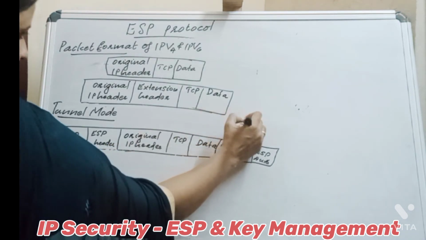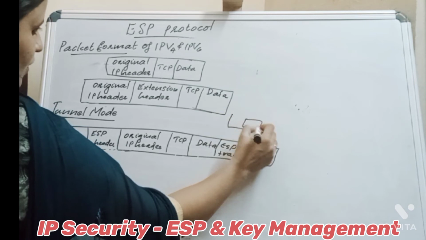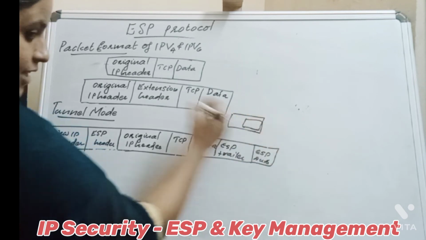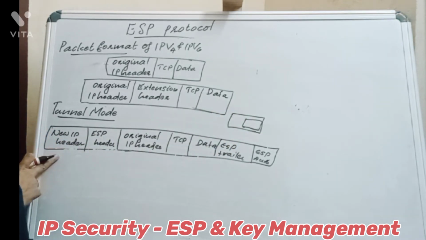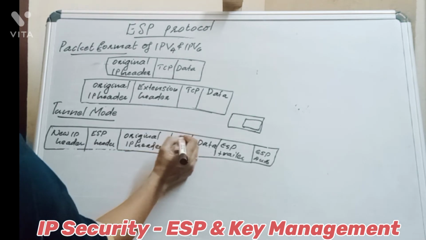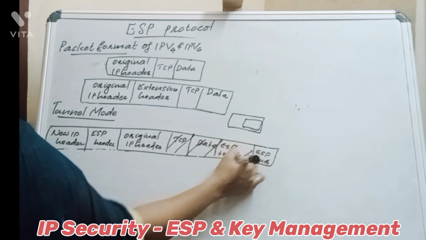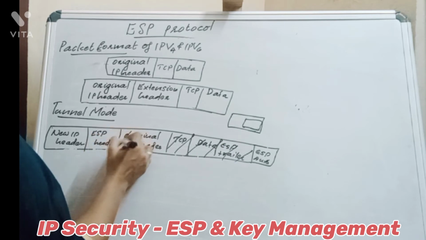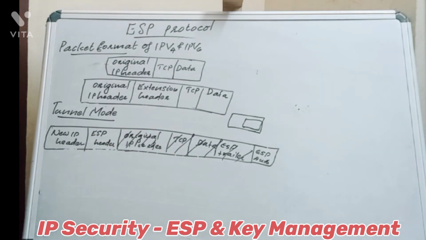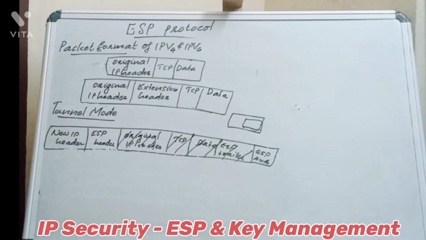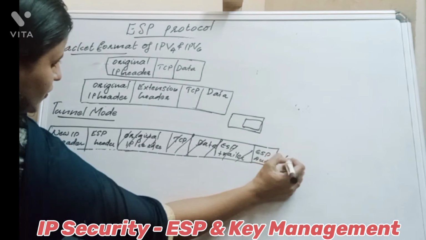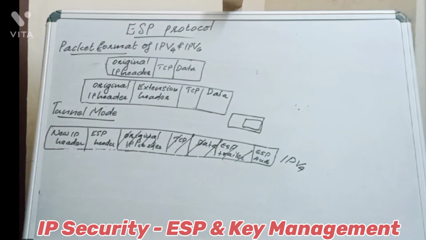Okay, this full packet will be considered as the inner packet. Then we have to add the new IP header. Here this data will be in encrypted form in the case of tunnel mode. Next is the IP version 4 packet format after applying the ESP protocol in the case of tunnel mode.